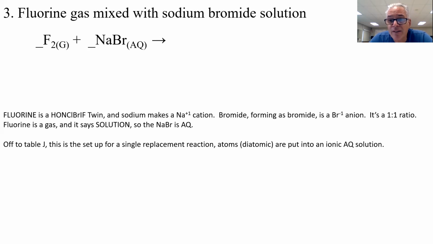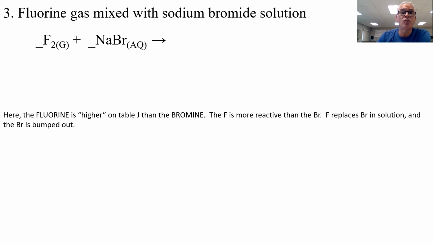Now, it's the perfect setup for a single replacement reaction. We have element atoms, they're diatomic, fluorine, and it's going into an aqueous solution. In this case, fluorine is higher than bromine. This is actually going to happen on the other side of the table, on the right side. Fluorine is higher than bromine. So here, the fluorine will replace the bromine in solution, and the bromine is going to get bumped out.